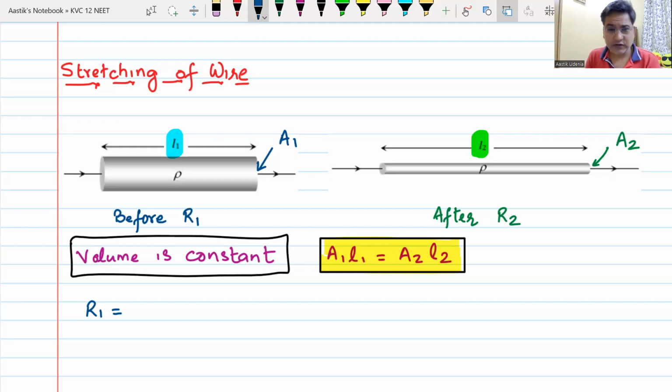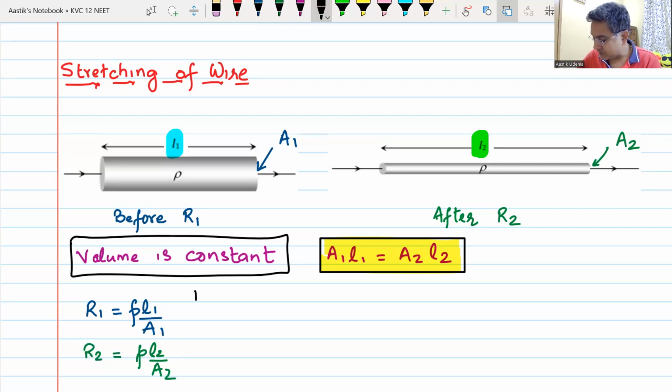What is R1 equal to? It will be equal to rho into L1 by A1. Length is L1. What will be R2 equal to? Can you tell me what will be R2 equal to? Rho into L2 by A2.